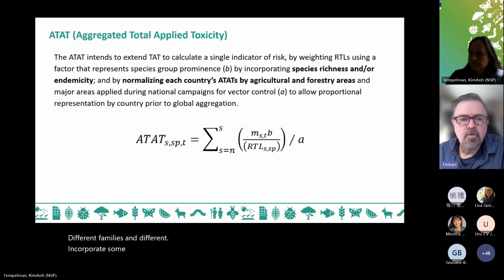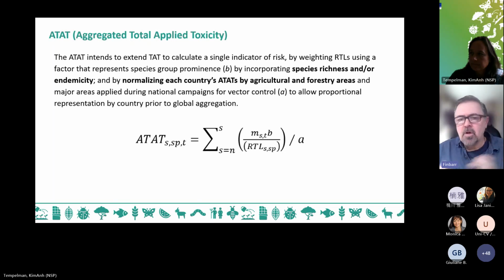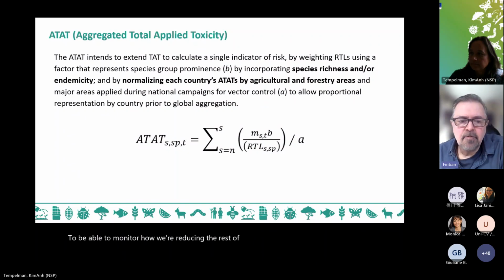And this is why we moved over to what's called the aggregated total applied toxicity, or I suppose you could say the aggregatable total applied toxicity. So we have to have something that we can sum together to give an overall global assessment of total toxicity, and also to be able to monitor how we're reducing the risks to biodiversity from toxicity as related to pesticides.